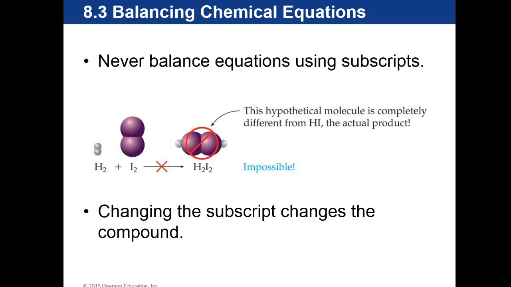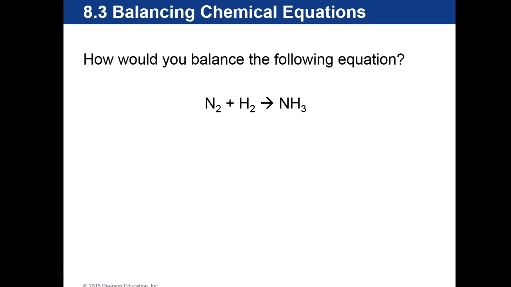Never balance equations using subscripts. So for example, H2 plus I2 goes to H2I2. This is impossible. This hypothetical molecule is completely different from HI, which is the actual product. Changing the subscript changes the compound. How would you balance the following equation? Pause here and press play when you're ready to see the answer.